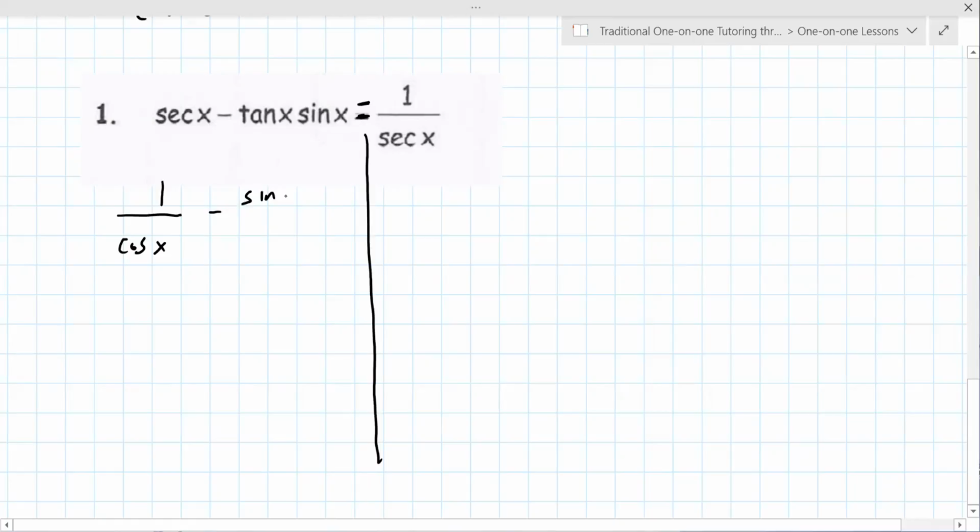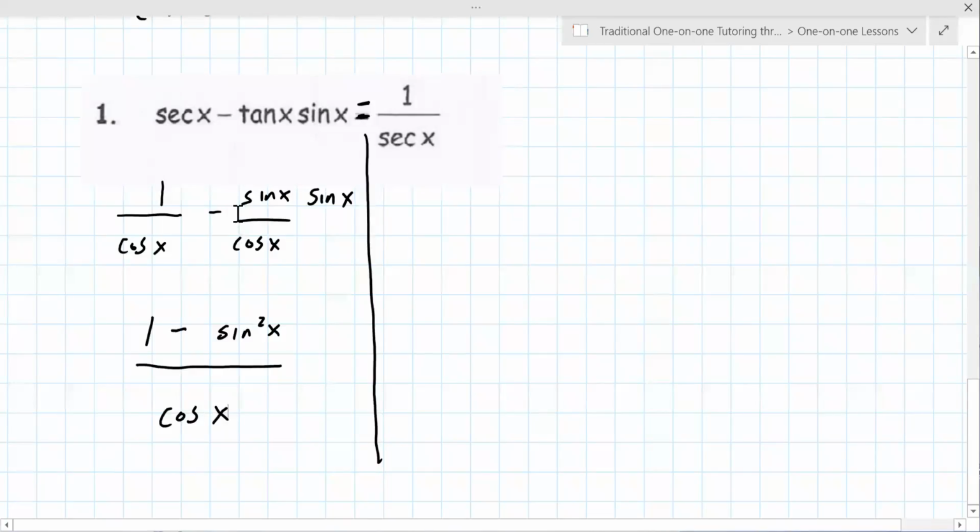So tangent is sine x over cosine x. Sine x is obviously sine x. Now, if this were numbers, what would you do with the fractions? Hopefully you would say, okay, I would combine them, right? So it's 1 minus sine squared x, because sine times sine is sine squared, over cosine x.